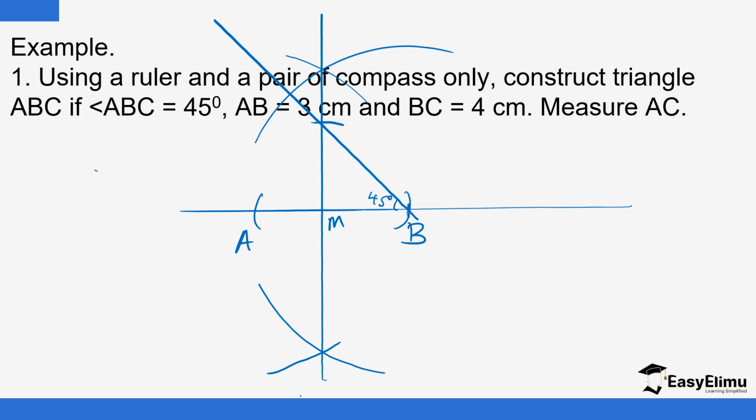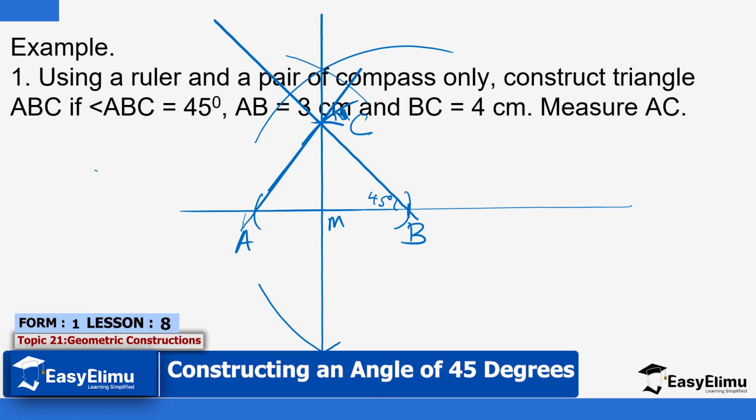So take note that this distance here from M to B should be the same distance from N here to M. Then of course BC should be 4 centimeters. So 4 centimeters, you just measure 4 centimeters, then you make an arc, and then you join now A to C. You shall have constructed your triangle ABC.